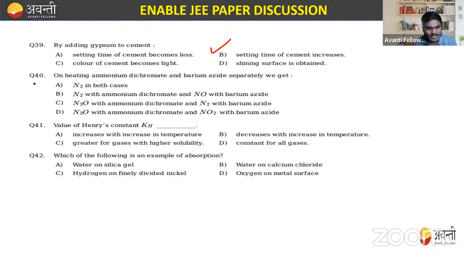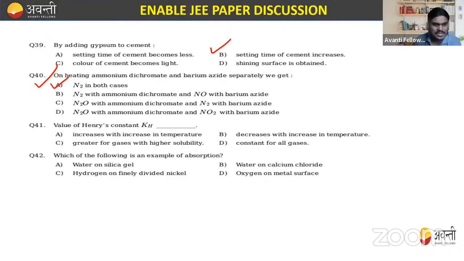The next question is on heating ammonium dichromate. On heating ammonium dichromate and barium azide separately, we get what? If you decompose the ammonium dichromate, then we get N2 gas. Similarly, if we decompose barium azide, then also we get N2 gas. So in both cases, N2 is produced. So what do we get, beta? N2 in both cases, right?